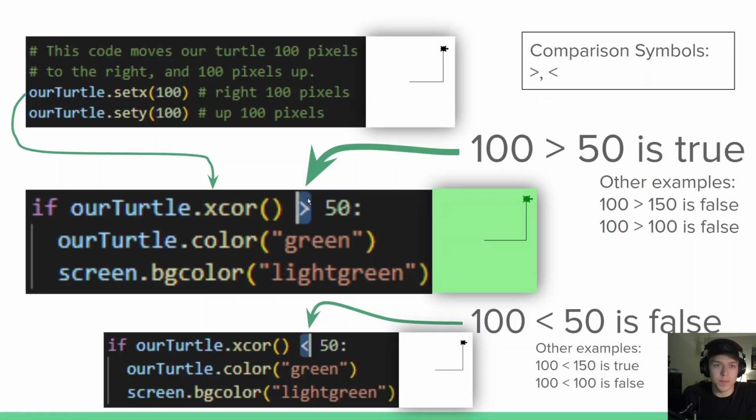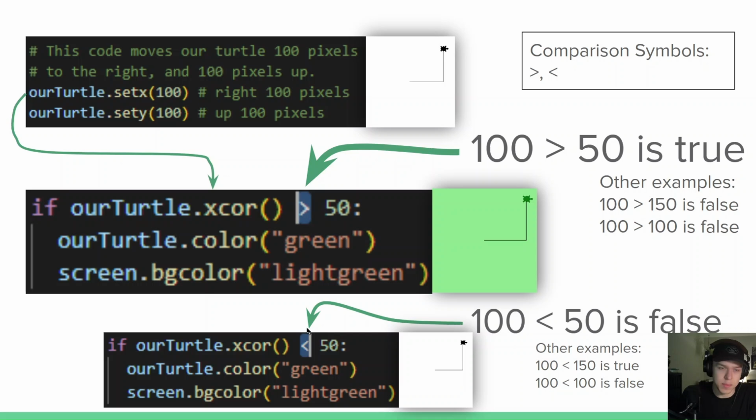This symbol right here means greater than. If the value on the left is more than the value on the right, the condition is true, as you can see here. As you can see, the amount our turtle moved to the right is 100 pixels, and that is more than 50. Thus, because 100 is more than 50, this condition is true.